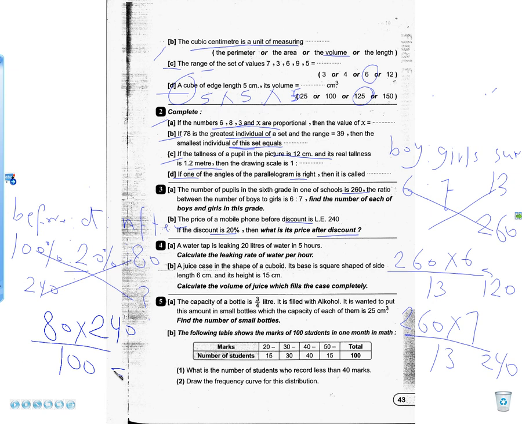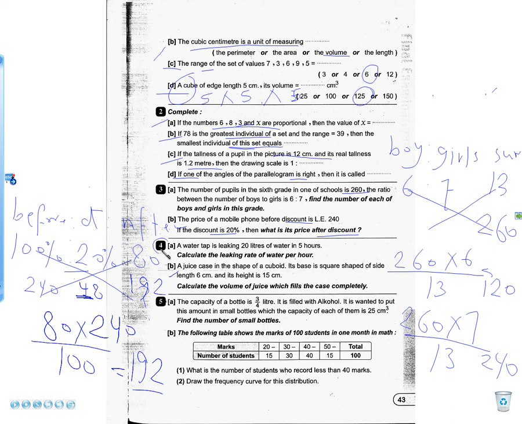We get 192. So the price after discount is 192. If we'd love to get the amount of the discount, we subtract those numbers and we get 48. Then we move to the other one, letter B.